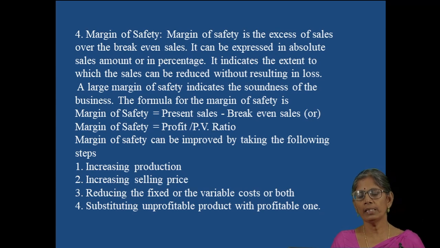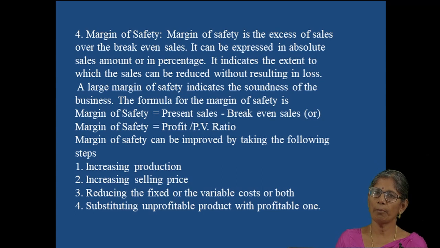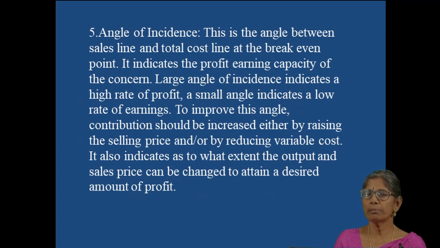It can be improved by taking the following steps. Margin of safety can be improved by increasing the production, or by increasing the selling price, or reducing the fixed cost or variable cost, or substituting the unprofitable product with the profitable product.